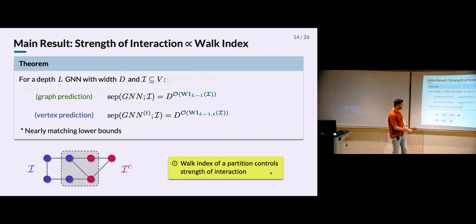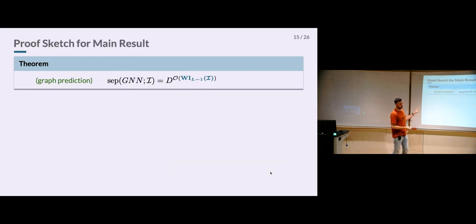Before I move on, we'll go over a brief proof sketch. It's just going to be over the upper bound. The lower bound is a bit more technical. And for graph prediction, the proof for the vertex prediction case is analogous. The details of this slide won't matter for the rest of the talk. So if you want to check your emails now and don't care about the specific technical details, now is a good time, and you can get back on the next slide. If you're interested, you can listen.